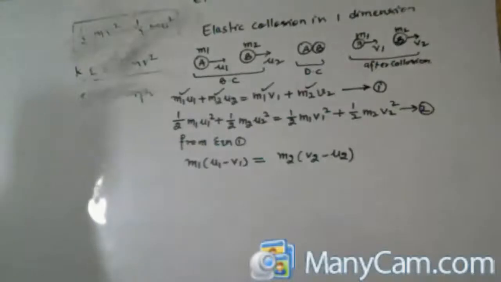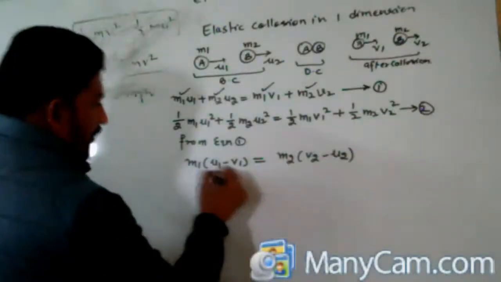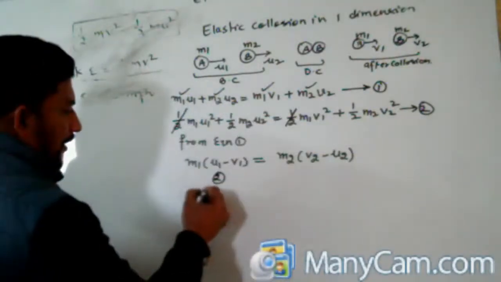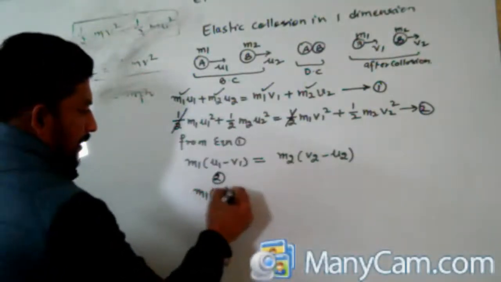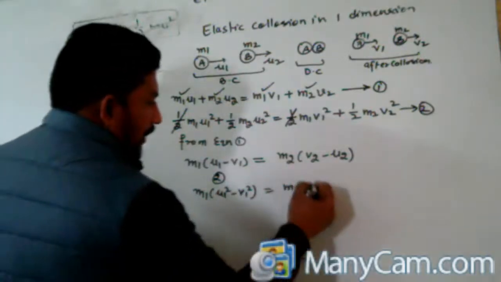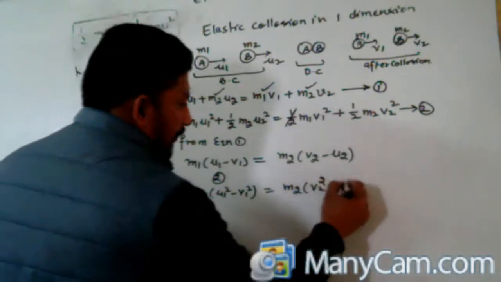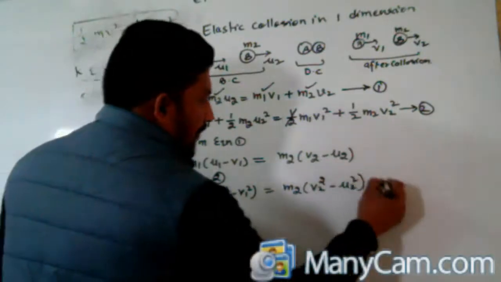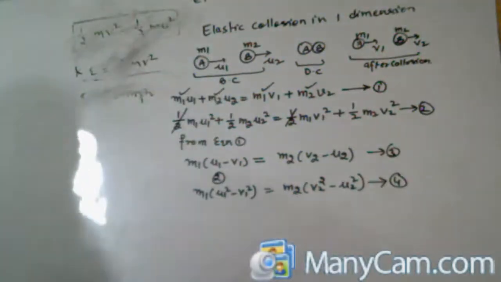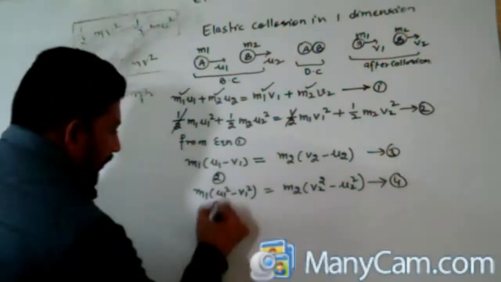बेटा सॉल्व कर रहे हैं इसको. Now from the second equation, 1 by 2 remain cancel out, so here m1 (u1 square minus v1 square) is equal to m2 (v2 square minus u2 square). This is your equation number 3 and this is your equation number 4. Now we can divide equation 4 by 3.